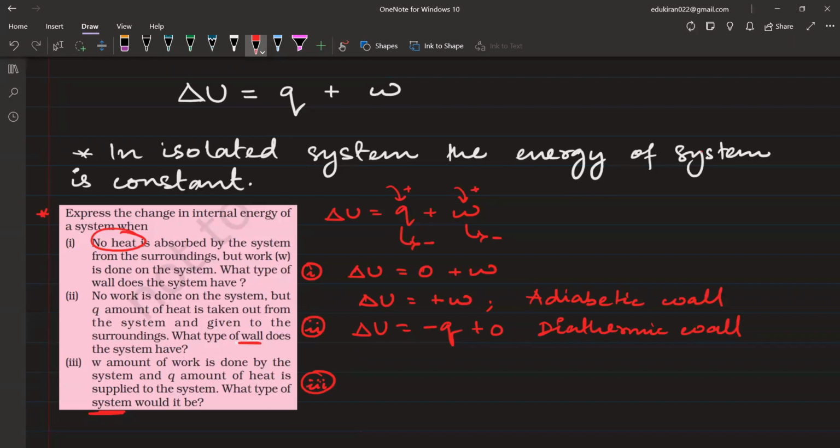Then what do we have here? Third case में आपके पास है W amount of work is done by the system and Q amount of heat is supplied to the system. तो यहाँ पे आपके पास delta U, work done by the system, that means it is going to be minus W, or heat Q is supplied to the system. So Q will be positive and work will be minus W. Please say this.